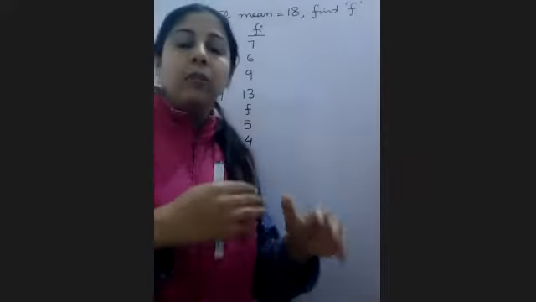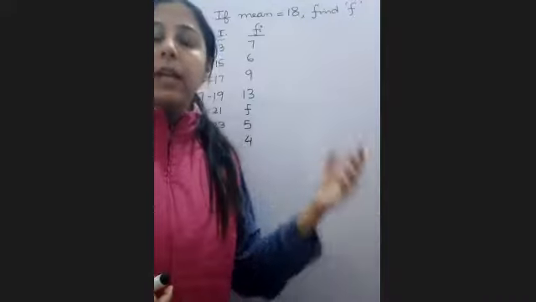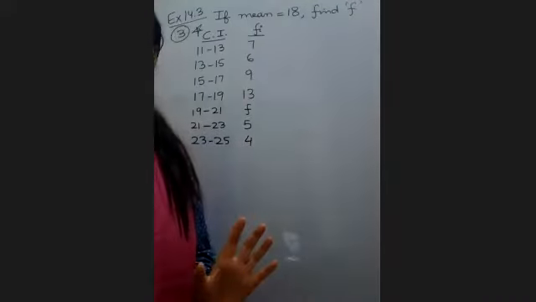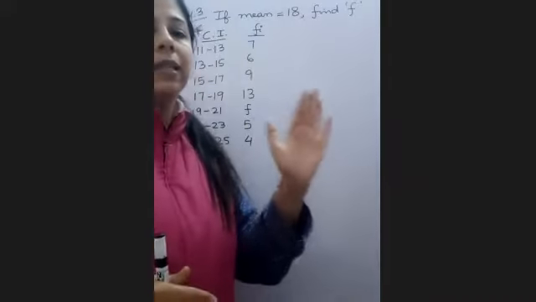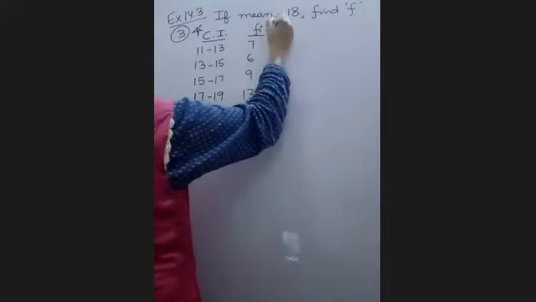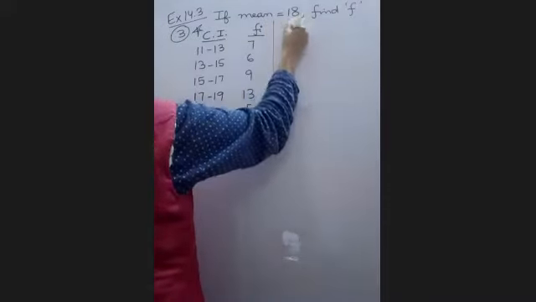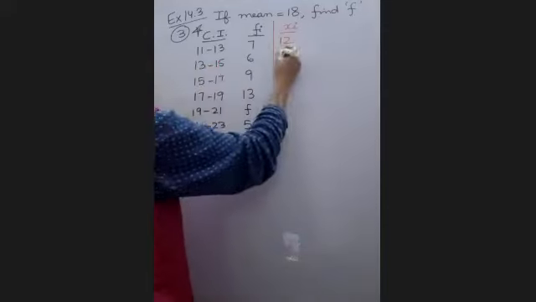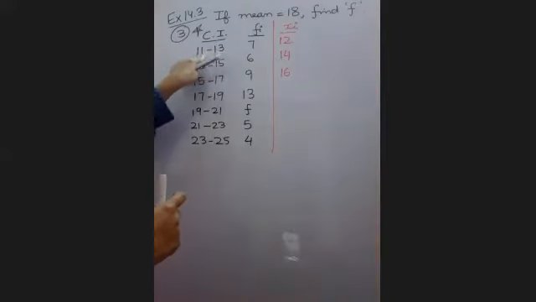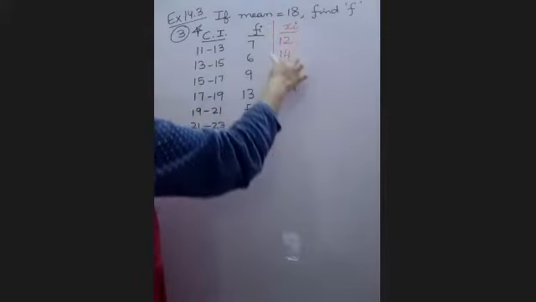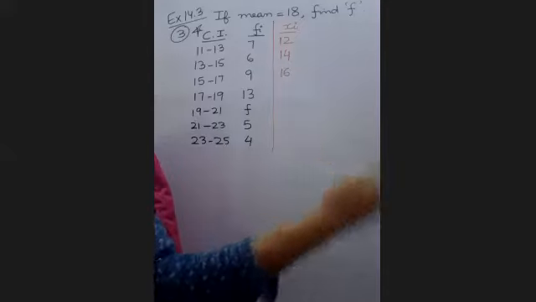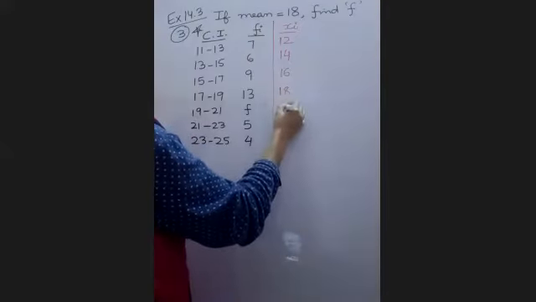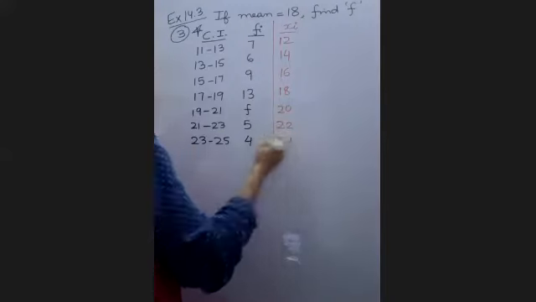Am I clear? Because the moment you involve yourself with the variable more and more, it will start creating complications in calculations. So better to avoid that. In case of missing frequency, let us go for the direct method. Now we need which column? First of all, xi. It's a simple question. 11 and 13. What will be xi? 12. Middle value is 12. 13 to 15, 14. 15 to 17, 16. Children, what is the class size here? 2. Pattern of 2. So this would be 18, 20, 22, 24.